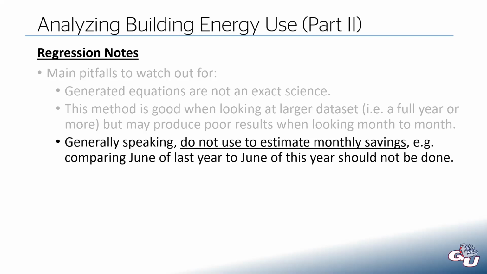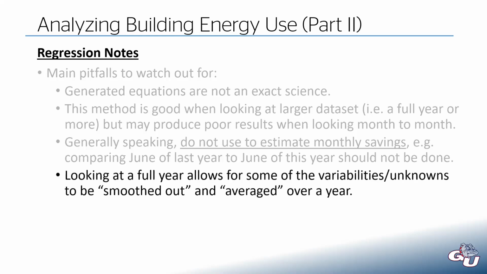So in that previous example, if we looked at June of this year to June of last year using those signature equations, it might not look good. And by looking at the full year, really that just allows some of the variabilities and unknowns to be smoothed out. If you look at it month to month, it just doesn't work. Or if it does work, it's just a coincidence. You really need at least a full year for this data to average out.